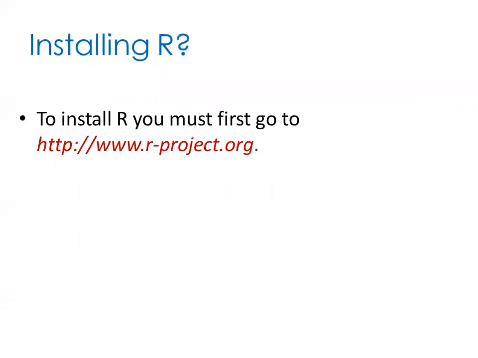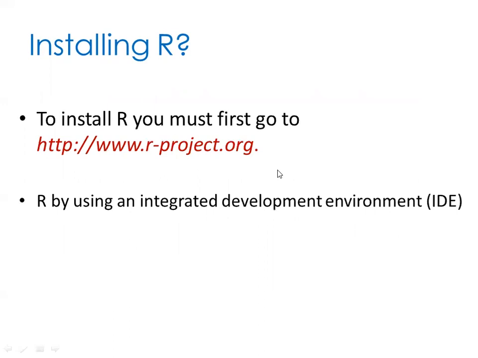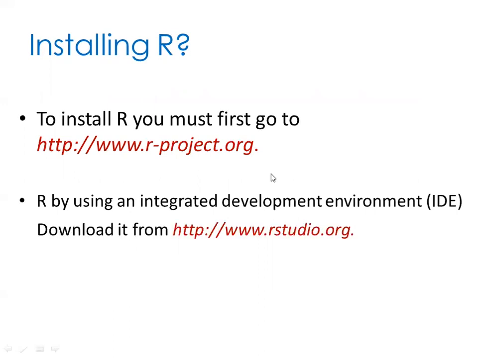Now, how do we install R? For that, you probably need to go to the website www.r-project.org. This is the basic interface it has. The other thing that you can download is RStudio. RStudio is an integrated development environment which has better features and easier usability. You can download that from www.rstudio.org.